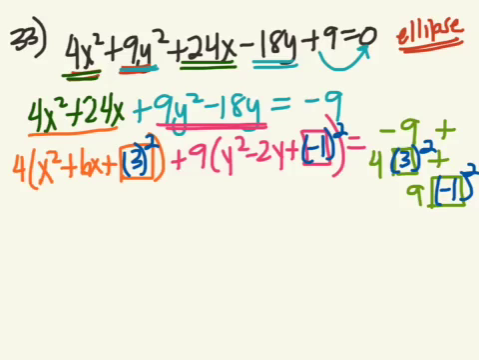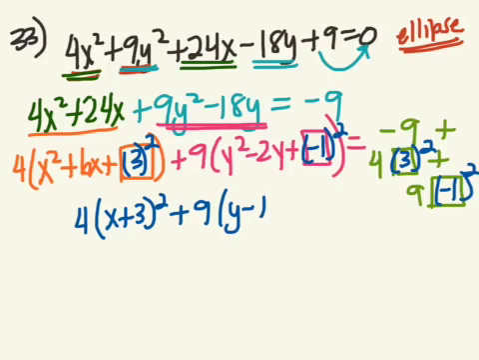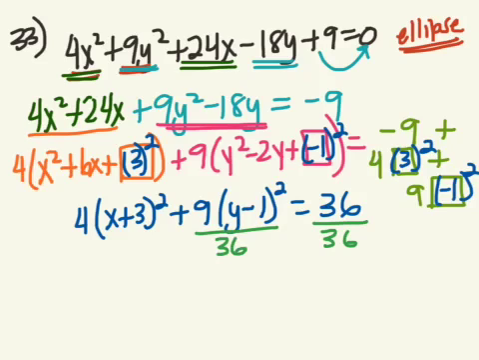Alright, so when you simplify it down, you have 4 times x plus 3, the quantity squared, plus 9 times y minus 1, that's where that negative comes into play, the quantity squared, is equal to, on the other side, when you do negative 9 plus 4 times 3 squared plus 9 times negative 1 squared, you get 36. And then last but not least, to get this in standard form, it has to be set equal to 1. So divide everything by 36.